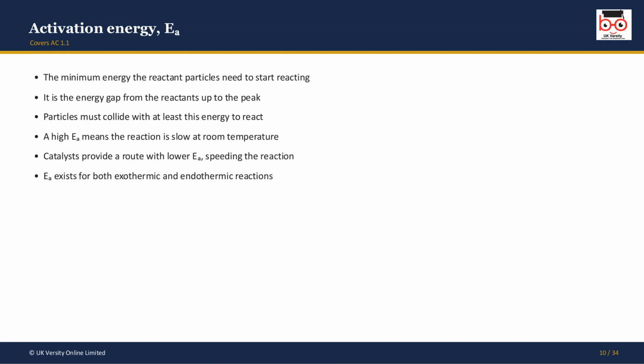Whatever the reaction, there's an energy barrier to get over first, and that's the activation energy, written EA. It's the minimum energy the reactant particles need to start reacting, the gap from the reactants up to the peak of the curve. Particles have to collide with at least this much energy, so a high activation energy means a slow reaction at room temperature. A catalyst helps by offering a route with a lower barrier, and every reaction, exothermic or endothermic, has an activation energy.